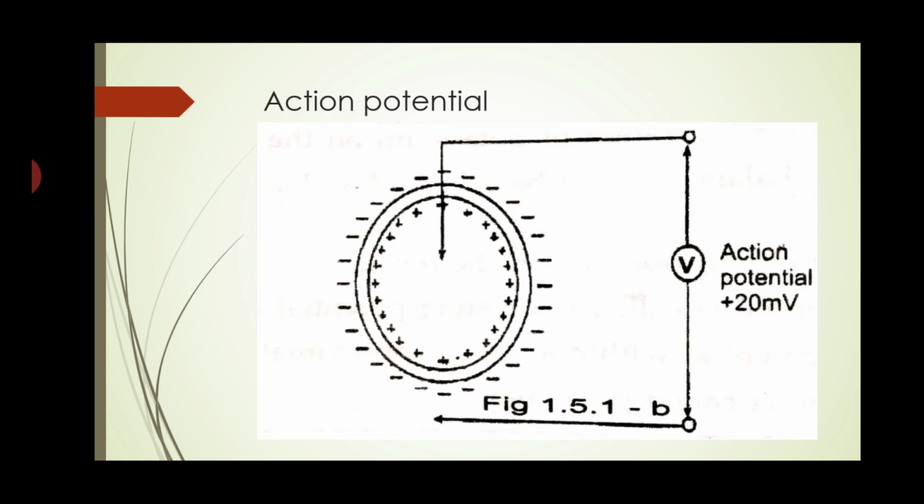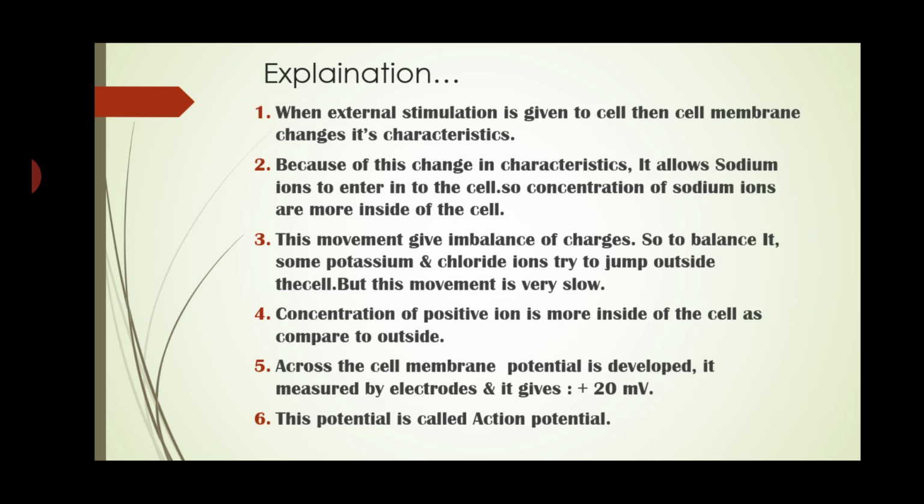Now we'll see the action potential. This one is the diagram for the action potential. When external stimulation is given to the cell, the cell membrane changes its characteristics. Because of this change, it allows sodium ions to enter into the cell. So the concentration of sodium ions is more inside the cell. This movement gives an imbalance of charges. So to balance it, some potassium and chloride ions try to jump outside of the cell.